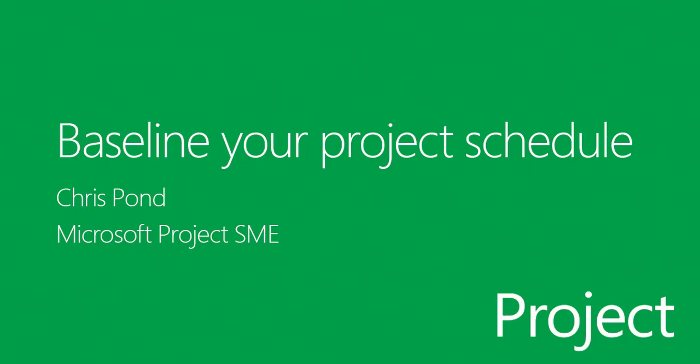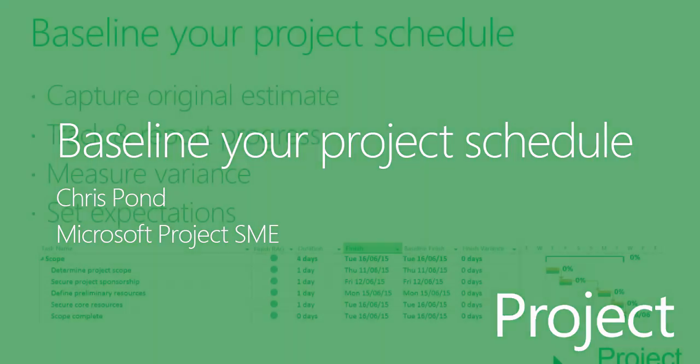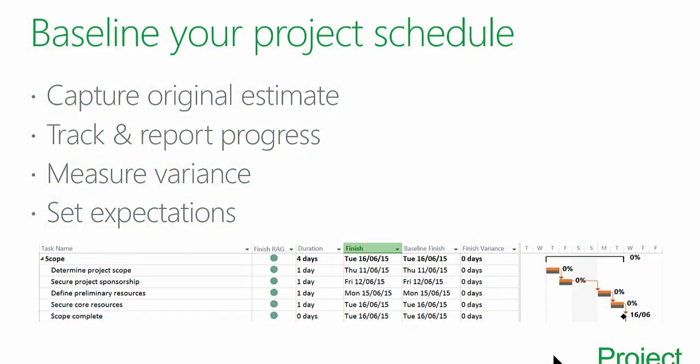Baseline represents the concept of capturing your original estimate for the project. By setting the baseline, you can track progress and compare this with the original estimate. This enables you to view the actual results of the project and track progress. It also allows you to measure variance, for example, to view the tasks that started earlier or later than planned, or those that cost more or less than their original budget. And finally, it allows you to set expectations for your project stakeholders.